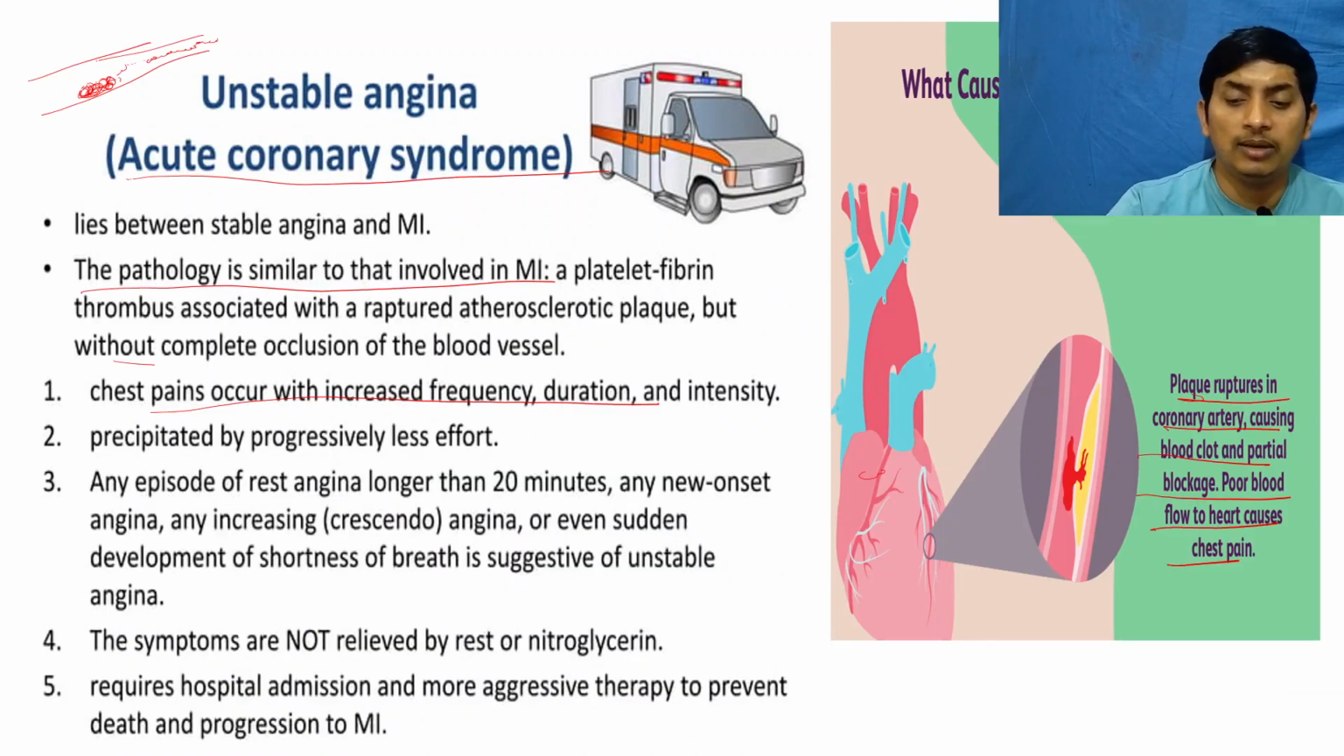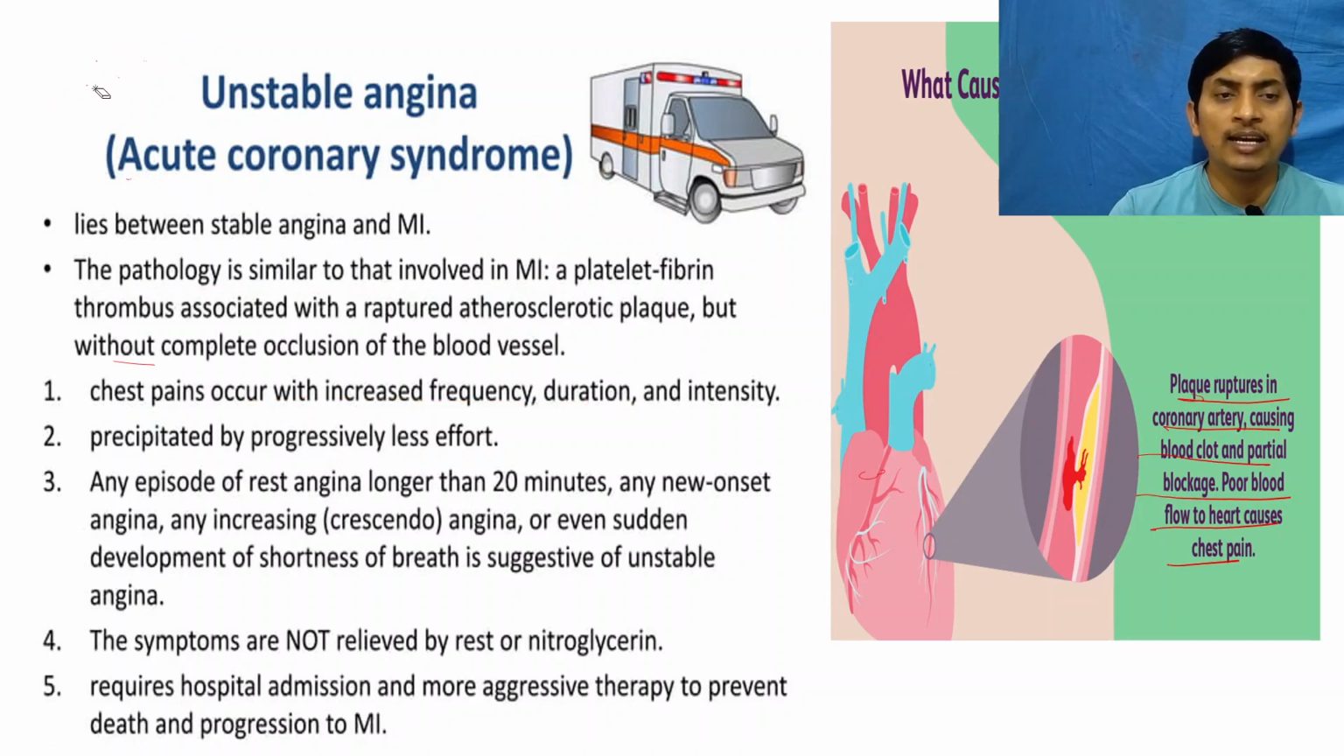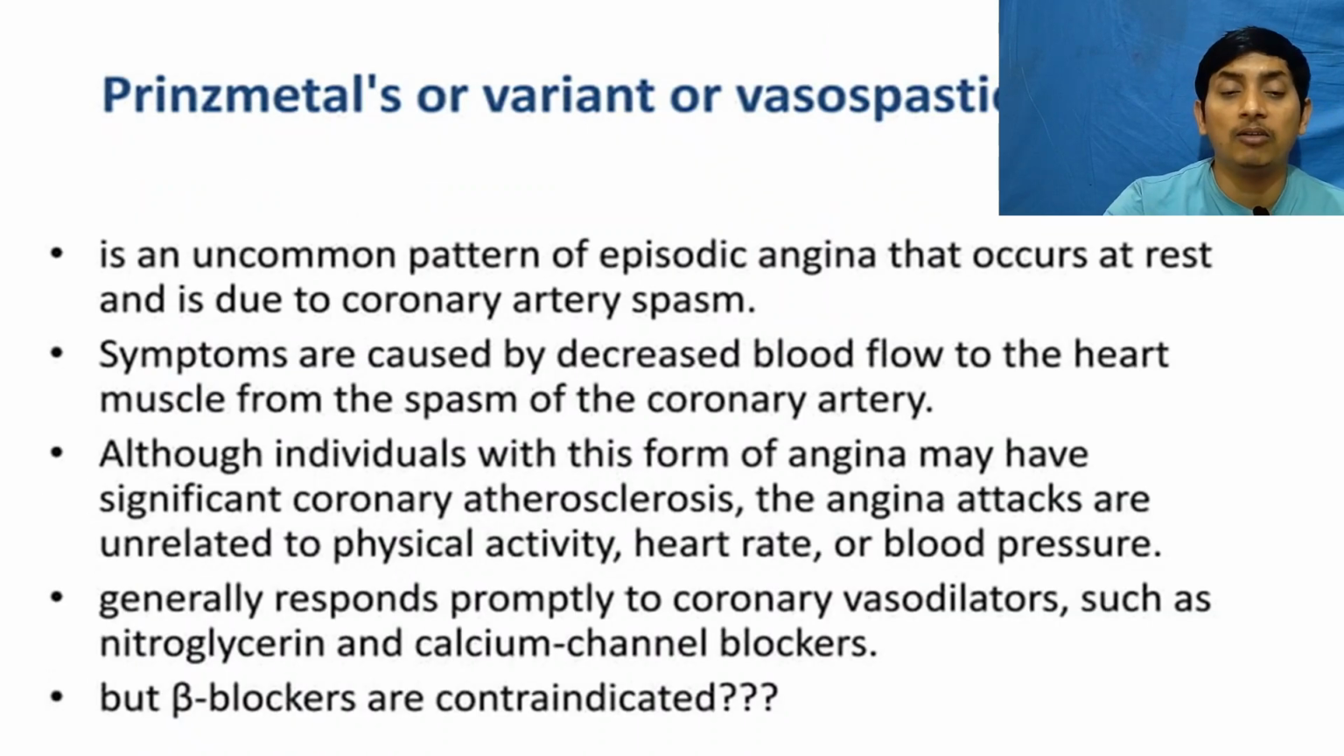So in unstable angina, what is happening? As we discussed, it is very acute. Suddenly patients suffer from acute angina. Due to the rupture of plaque, all those deposited fats, lipids, or clots become broken into smaller fragments and start blocking the capillaries, sorry, the blood vessels of the coronary artery.